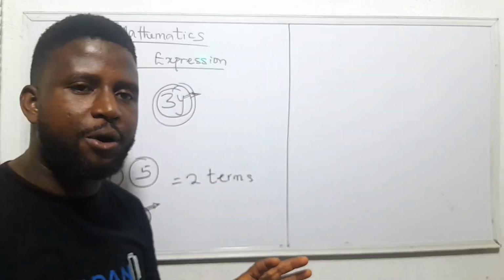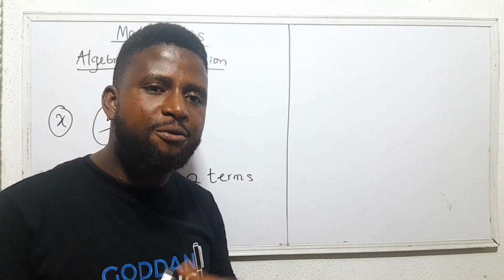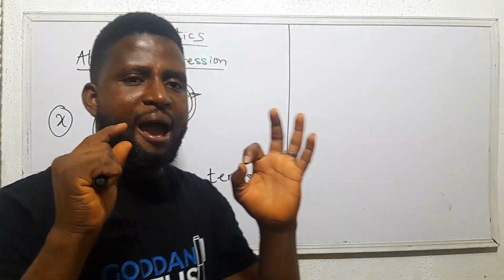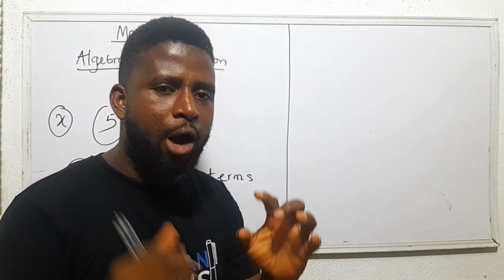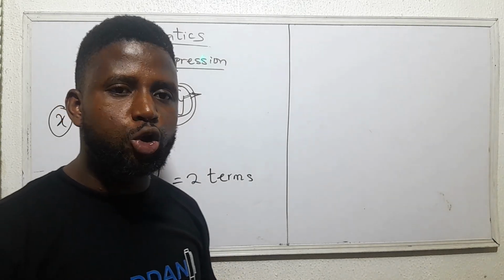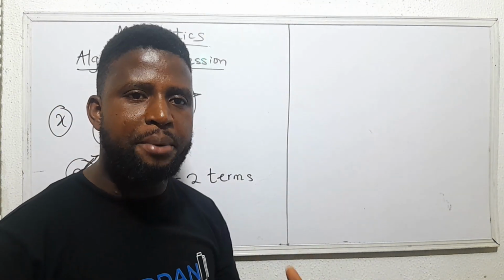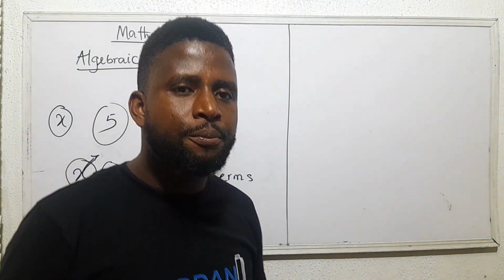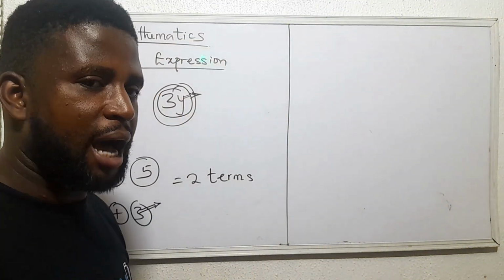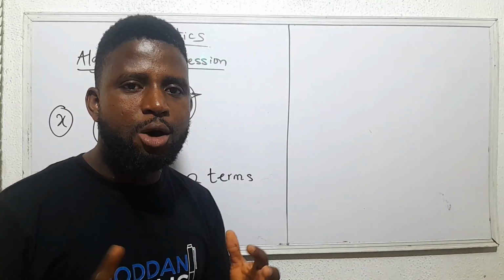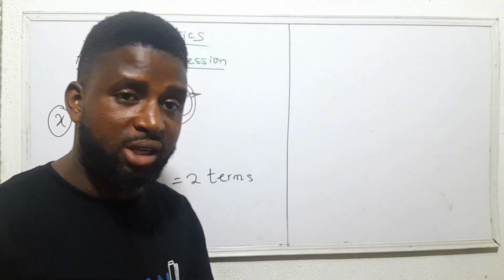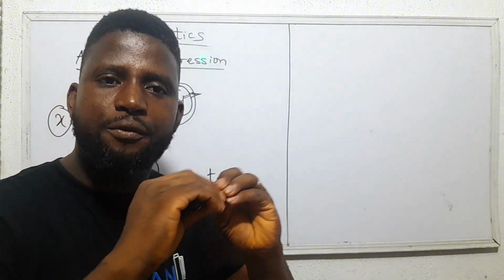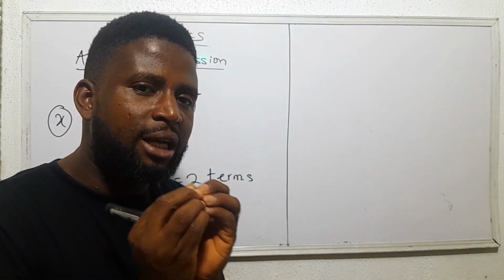The most common variable in mathematics is x. However, there are other variables in mathematics. Every letter of the English alphabet is called a variable. So when you use the English alphabet to represent an unknown in mathematics, it is called a variable. And then we said that a term could be a single number, which is a constant, a single variable, or the combination of a constant, that is a number, and a variable.